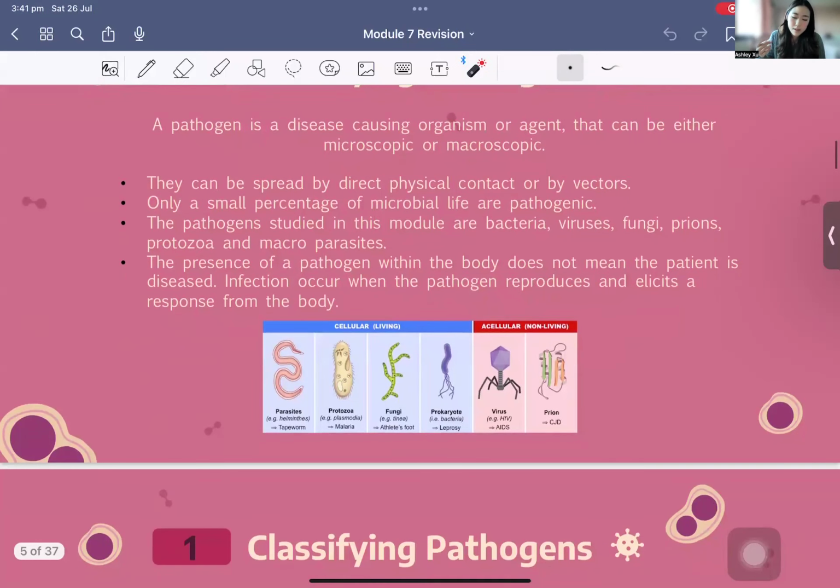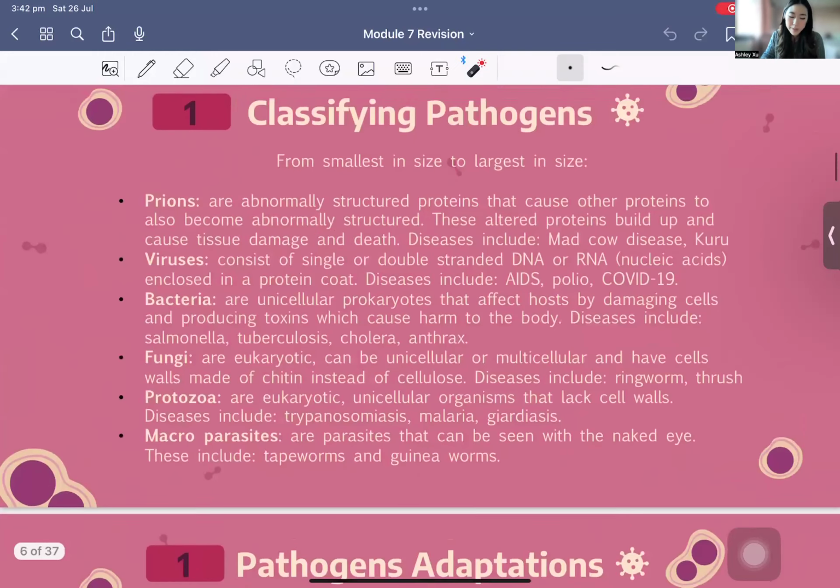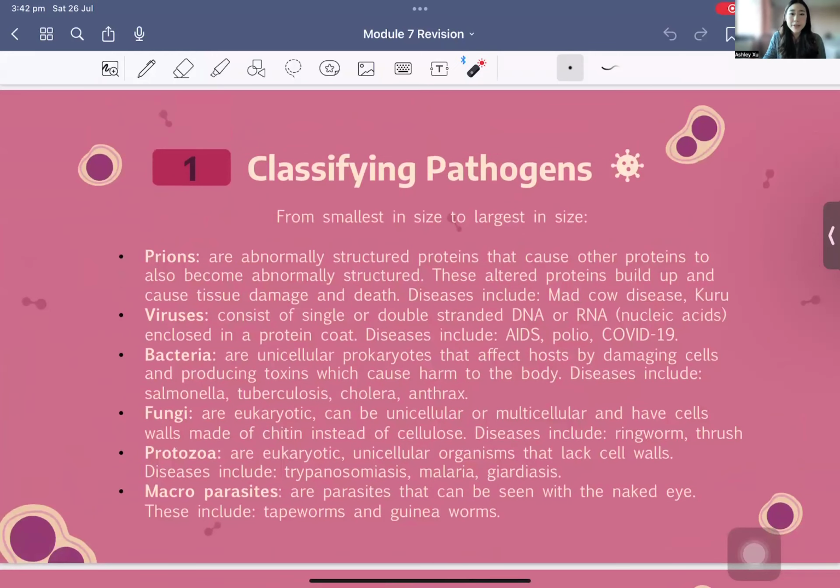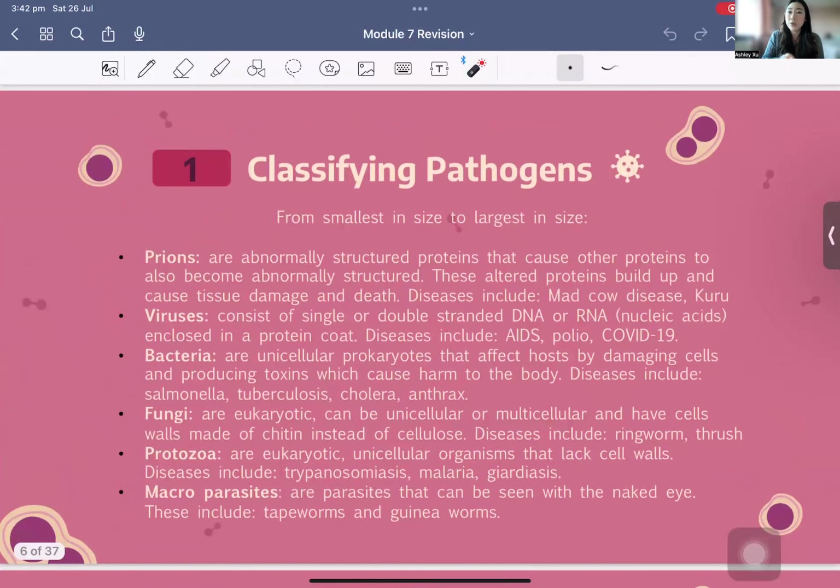And I really want to again emphasize you'd need to know each of the characteristics of the different types of pathogens. Right, so the first one I'm going to go through is prions or prions, whatever you like to call it. And this list here goes from smallest to largest. Okay, so remember the order of size as well, because you can get a multiple choice question that asks you what is the smallest out of these pathogens, and you will have to circle prions.